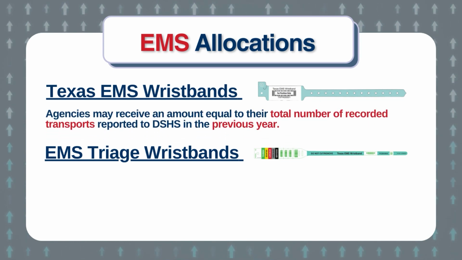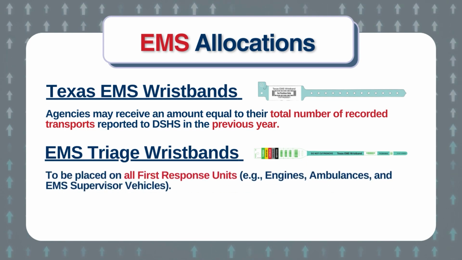For the everyday Texas EMS wristbands, agencies may receive an amount equal to their total number of recorded transports reported to DSHS in the previous year. This allocation is based on the agency's transport activity and ensures that a sufficient supply is readily available for their expected patient traffic. For the EMS triage wristbands, their intended use is specific to mass casualty incidents.